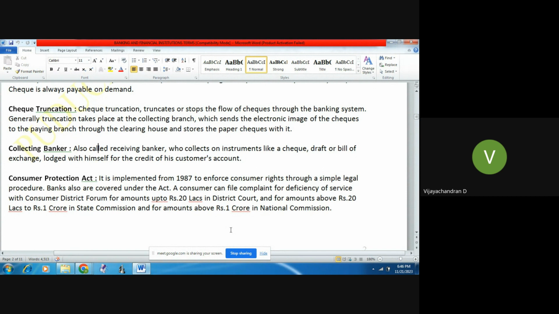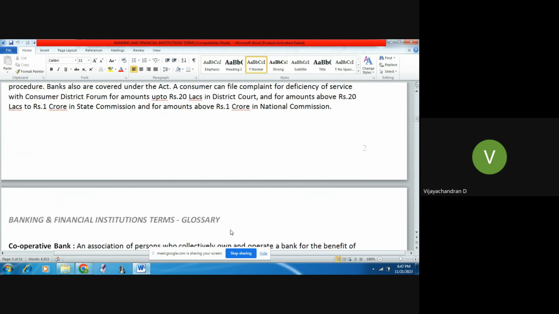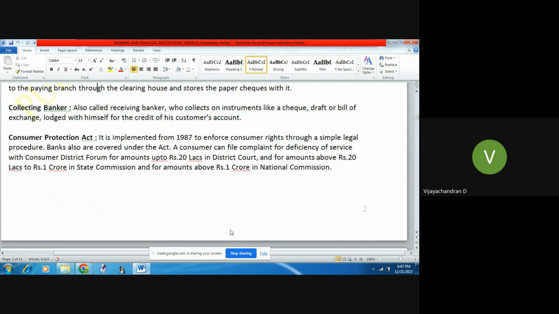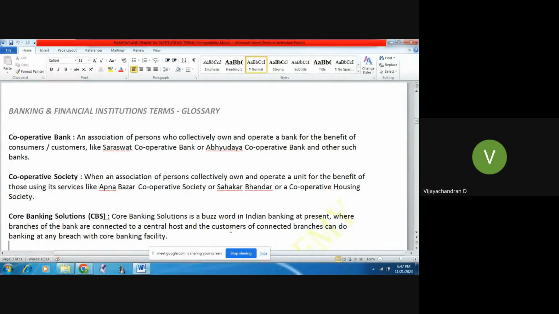COPRA, I told you, Consumer Protection Act. If there are any grievances, yes, you can file the complaint of defective service to the district forum up to 20 lakh transaction. Above 20 lakhs to 1 crore, state commission. Above 1 crore, if your transaction involves more than 1 crore, you'll go to the National Commission. Based on the quantum, we'll go for filing of complaint. Again, I'm saying up to 20 lakh district, 20 lakh to 1 crore state commission, above 1 crore national commission. Next we are moving into cooperative bank, which comes under the cooperative societies.